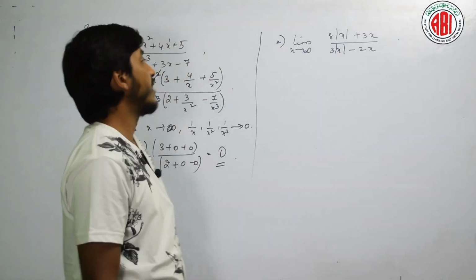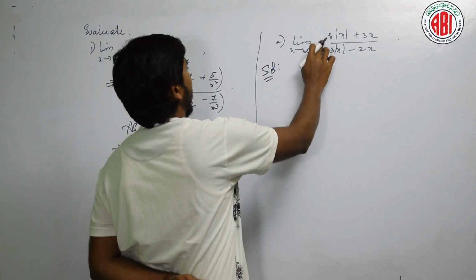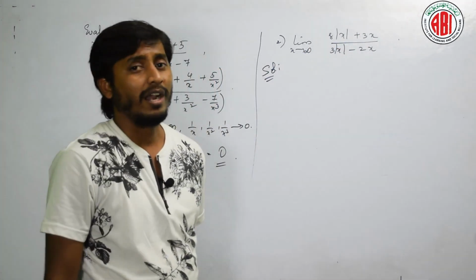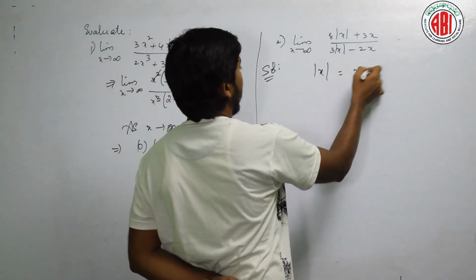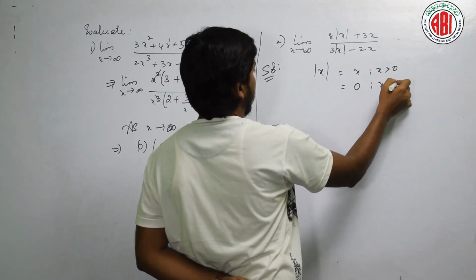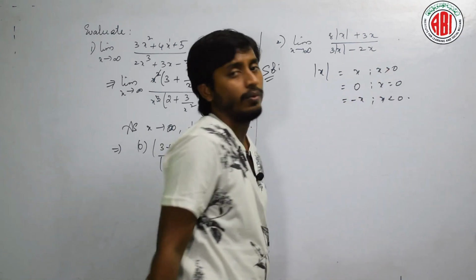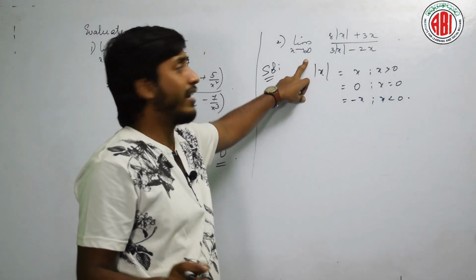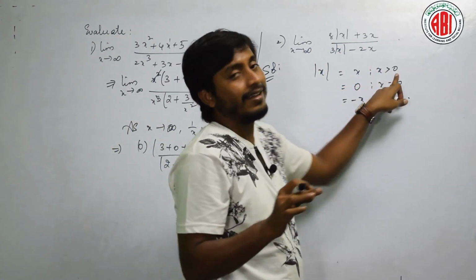Okay. Now check the next question. Here, limit x tends to infinity of 8 mod x plus 3x by 3 mod x minus 2x. How to find mod x? Just tell the rules. Mod x is equal to x for x greater than 0, equal to 0 for x equal to 0, and equal to minus x for x less than 0, right. Is infinity a positive number or a negative number? Whatever it is, infinity is always a positive number, that is, it is greater than 0.